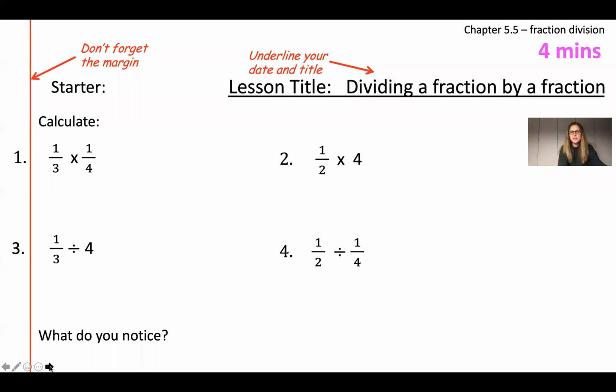Okay, you have 4 minutes to work through these quick questions. And I want you to also think about, what do you notice? Can you see any patterns? Have a go.